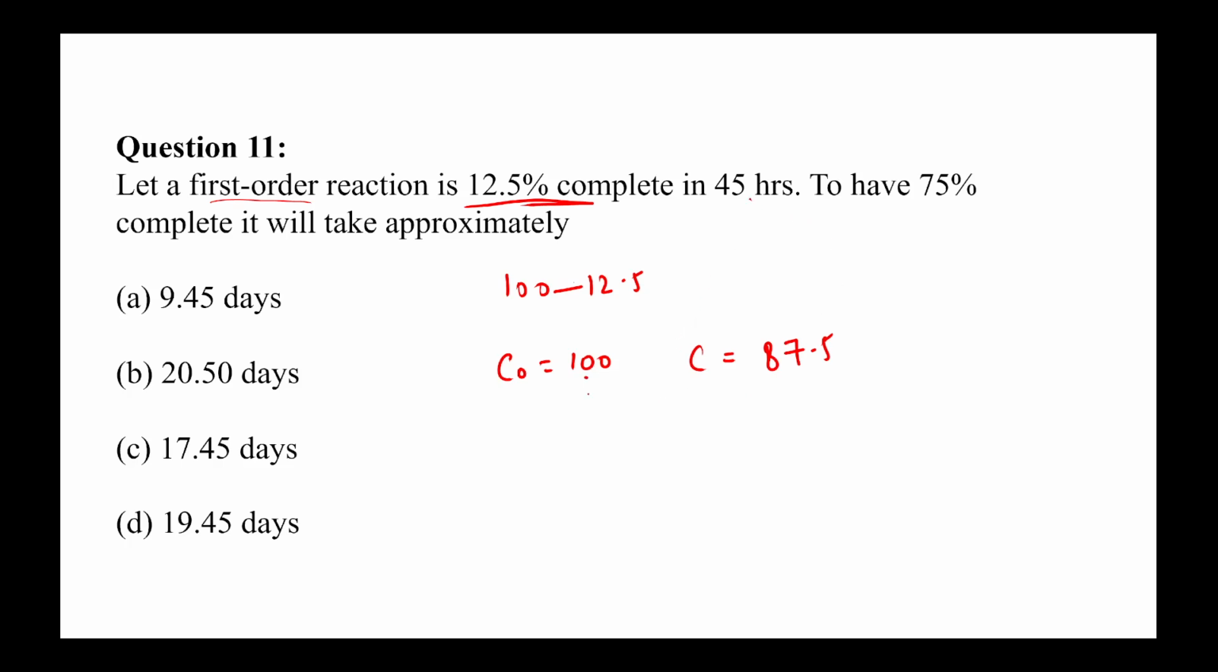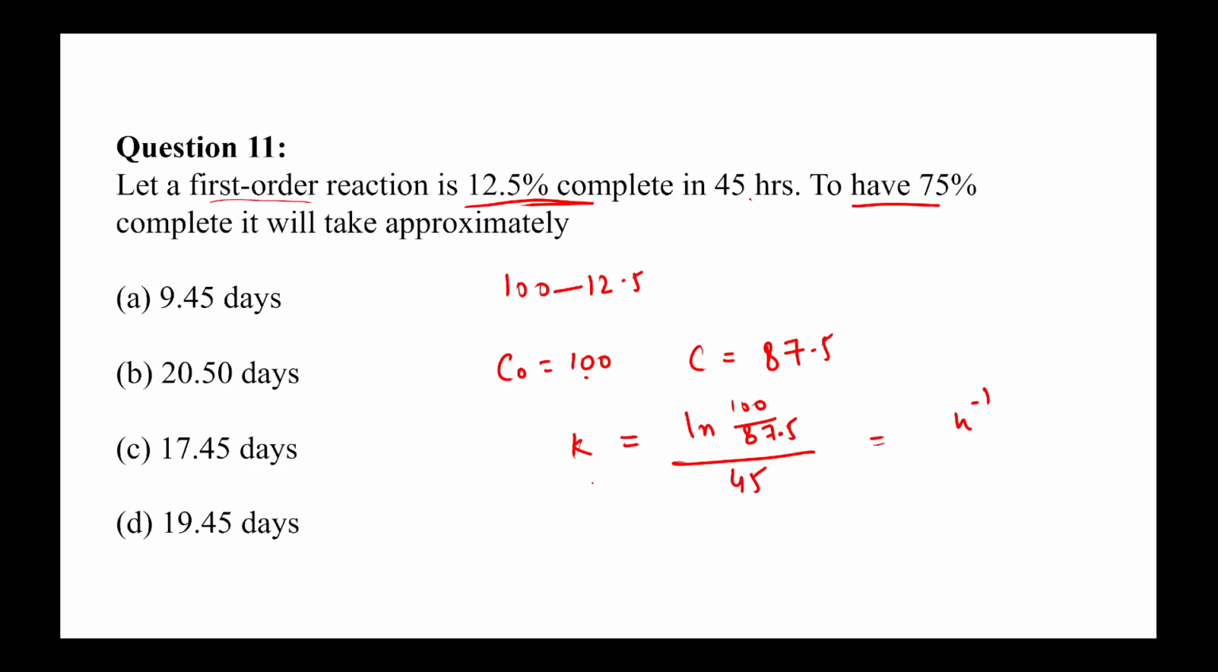Now if the initial and the final concentration are these and the time is given, you can easily calculate K, right? And once you calculate K, what is the question? They have asked for 75% of the reaction to be completed, approximately how much time it will take. So you have to calculate the time. You can calculate K here: log 100 by 87.5 divided by 45. Whatever you get will be in hours inverse.